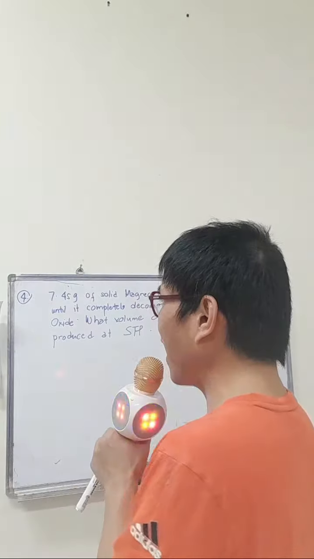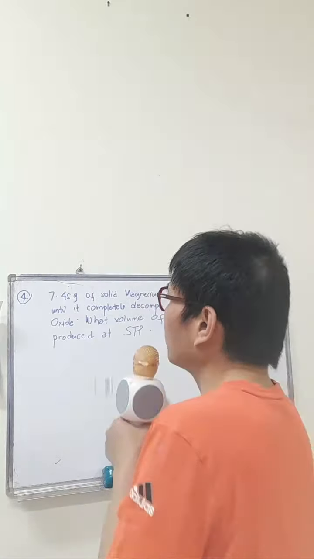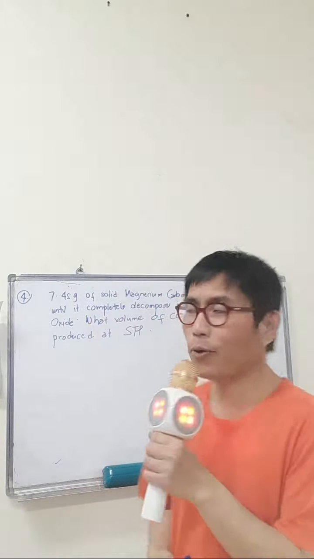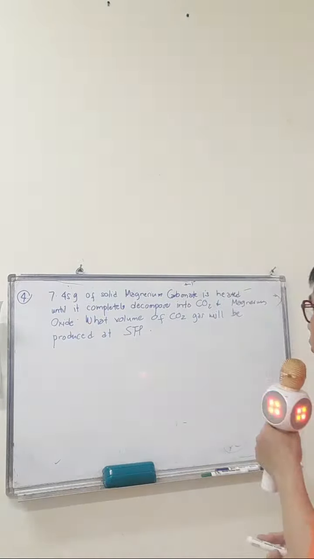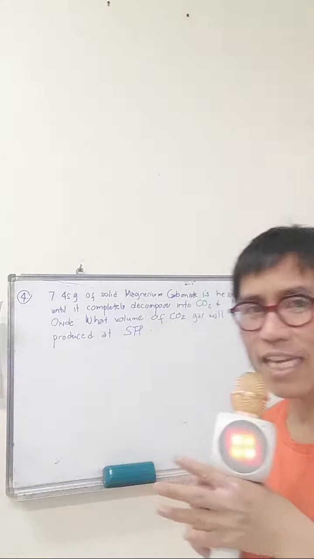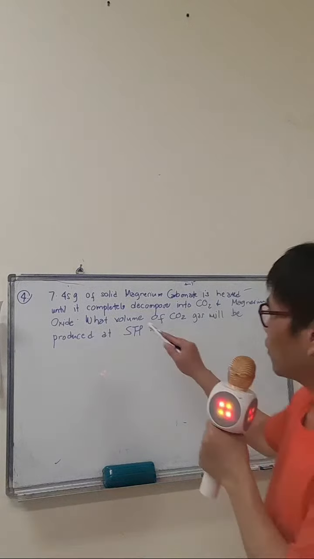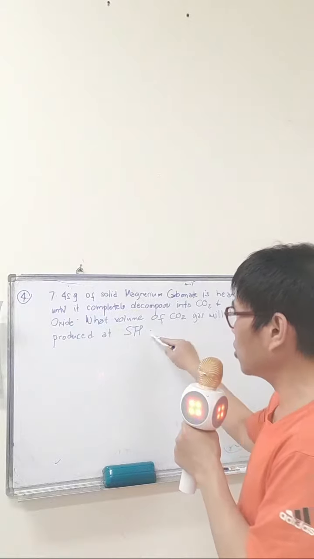Going back to the gas stoichiometry problem. Problem number 4. 7.45 grams of solid magnesium carbonate is heated until it completely decomposes into carbon dioxide and magnesium oxide. What volume of carbon dioxide gas will be produced at STP, at standard temperature and pressure?